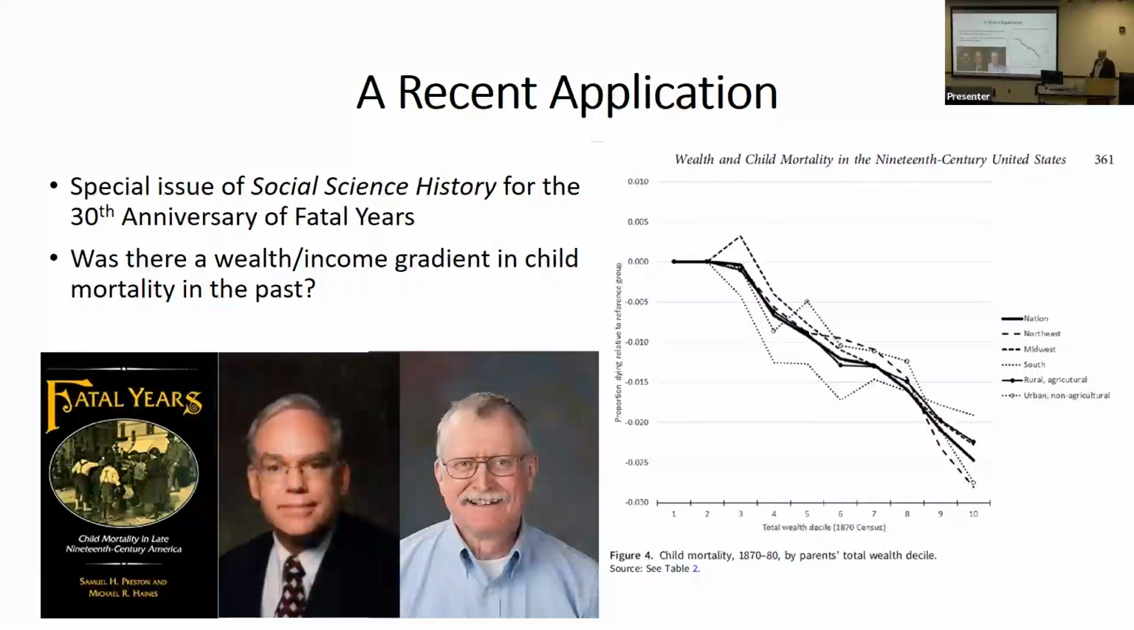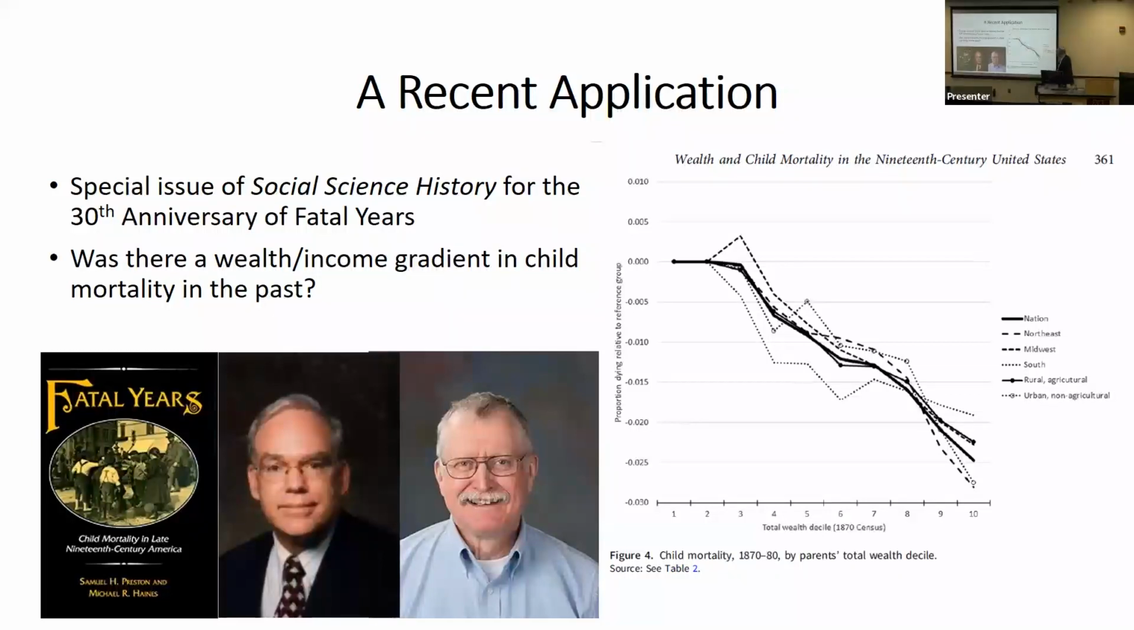We find a massive wealth gradient in child mortality. People in the top decile of wealth holding had much lower child mortality. They're all lines, but the thick black one is the nation, and we did it for different regions. The axis is the proportion dying relative to the reference group, which is people with no wealth.